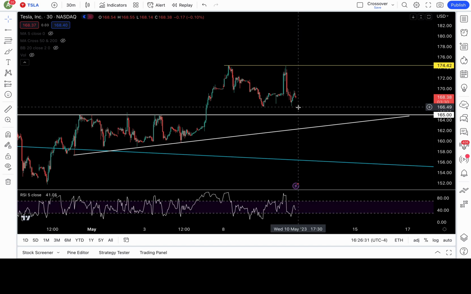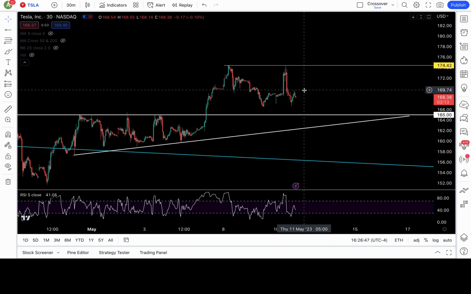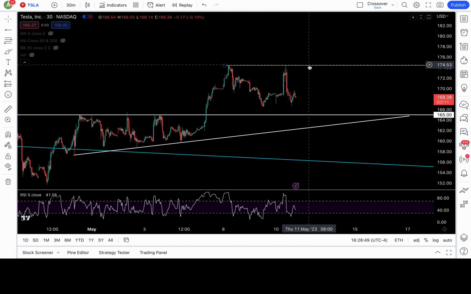Break down 166.5 and 165, and definitely could see more downside down to 162-ish, 160, 158, and down to 156.4-ish. All right, so yeah, long above 170, definitely needs to clear 174 if you're a bull to trigger more upside. But if you're a bear, you want to see 166.5 and 165 support fail to trigger shorts.